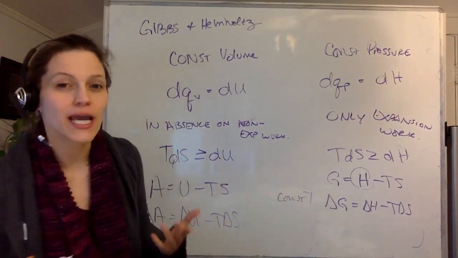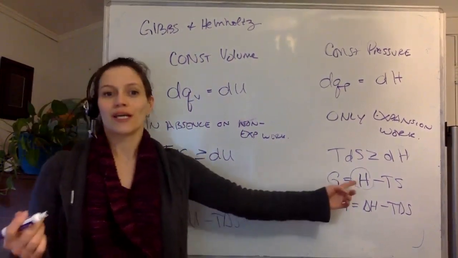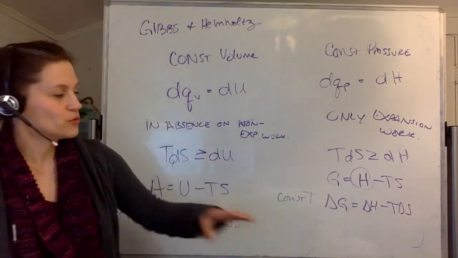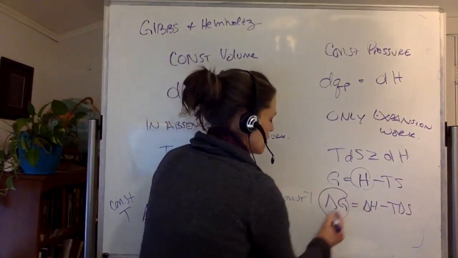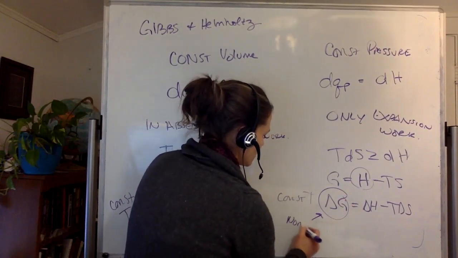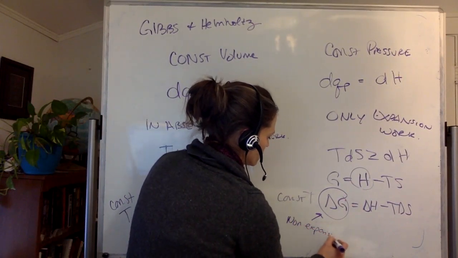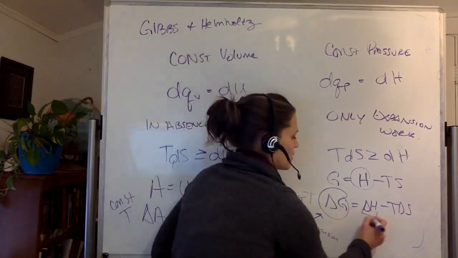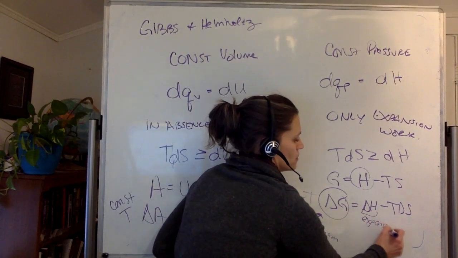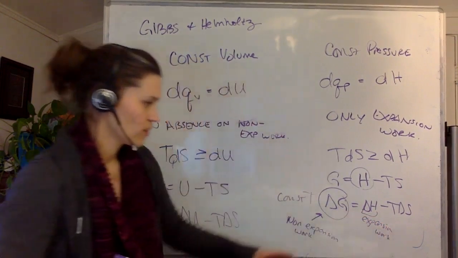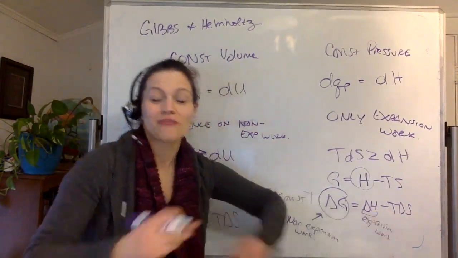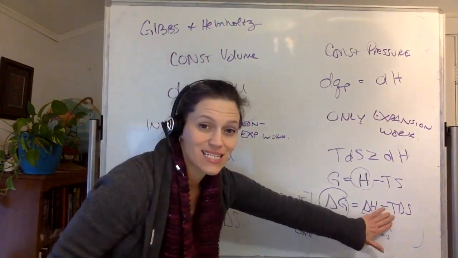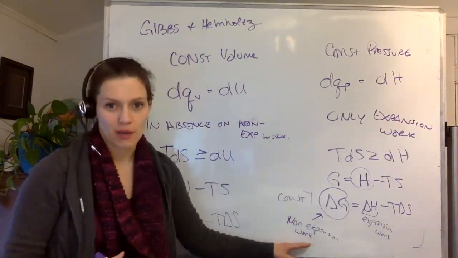Okay, Gibbs free energy has units of joules. Enthalpy has units of joules. TS has units of joules. And so what you're doing is you're isolating out the part, this is non-expansion work. Okay, this is expansion work. You're subtracting then off the entropic aspect. And so the difference between this and T delta S of the process is going to be the non-expansion work.